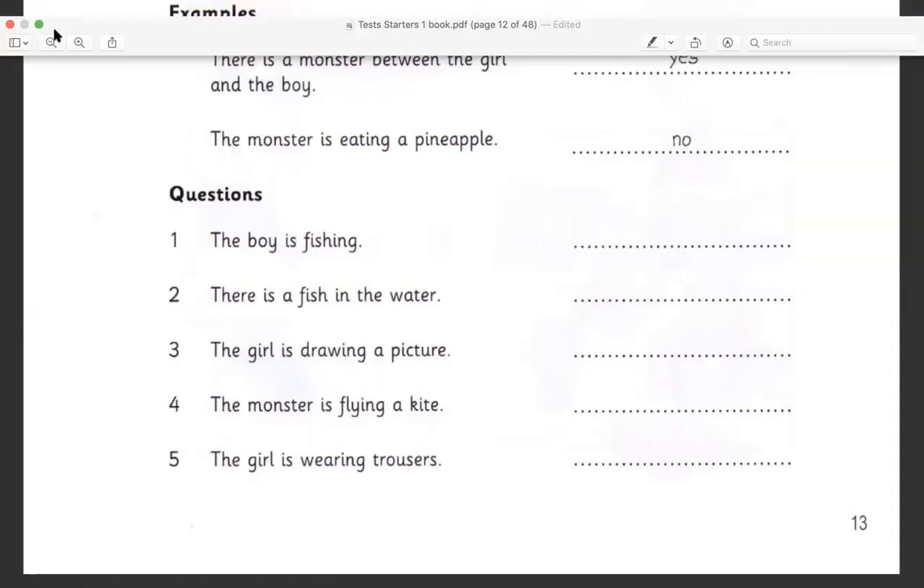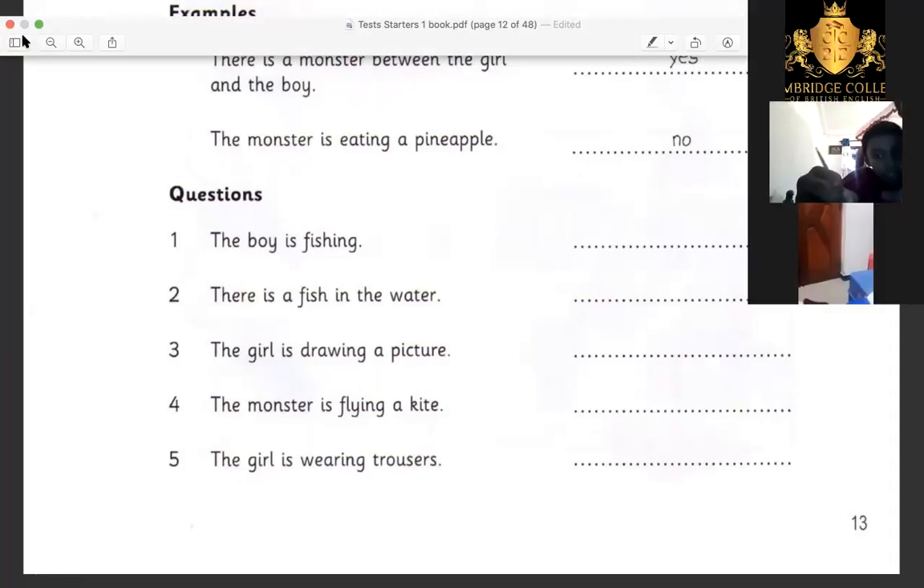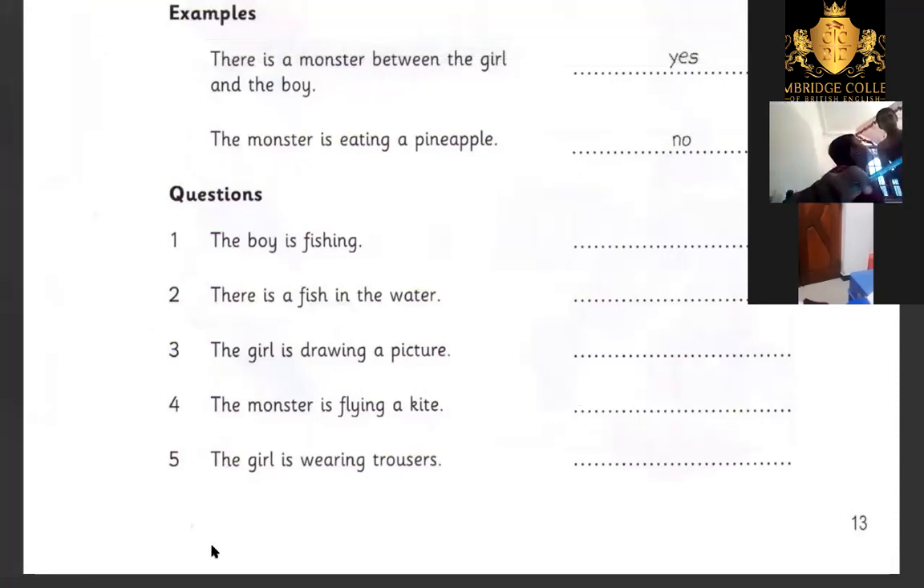Yes, sir. No. Yes, ma'am. Yes, sir. Yes. Yes, write all the words. No need to write the examples.